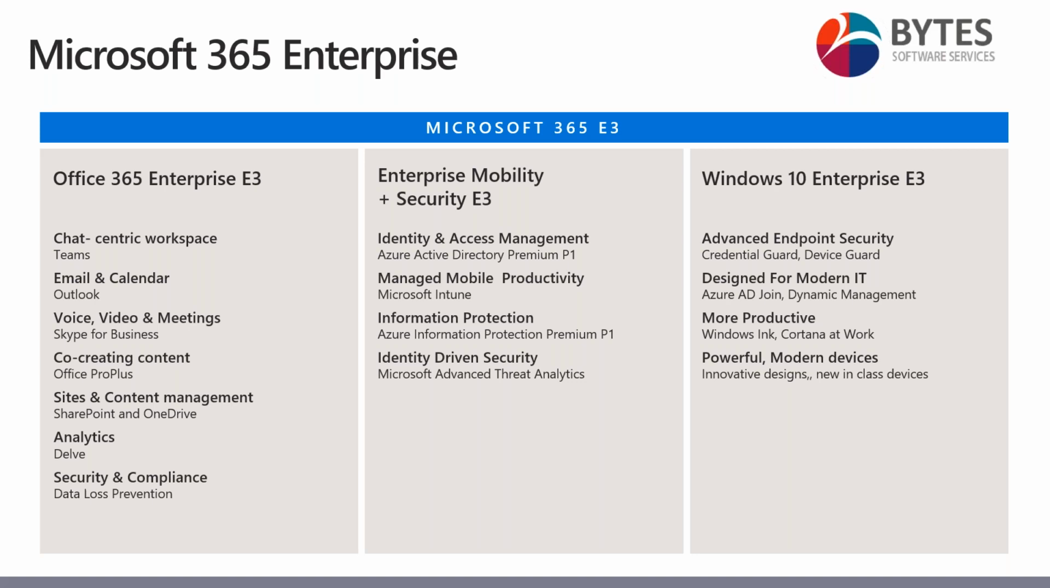We've got the EM+S element, the Enterprise Mobility and Security Suite. So in the E3 package, we get Azure Active Directory Premium 1. This gives you things like your single sign-on, your multi-factor authentication, your conditional access. You then have Microsoft Intune. This is your mobile device management, your mobile application management. This is also your light configuration and management of desktops and laptop devices.